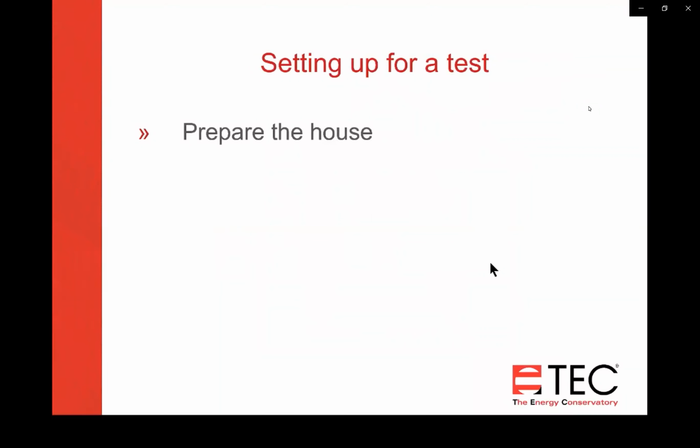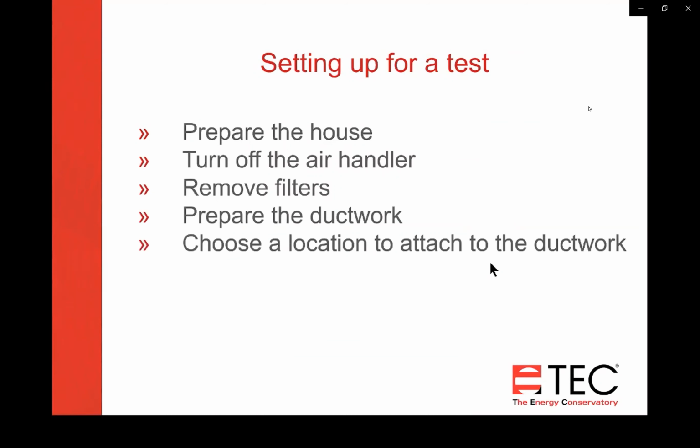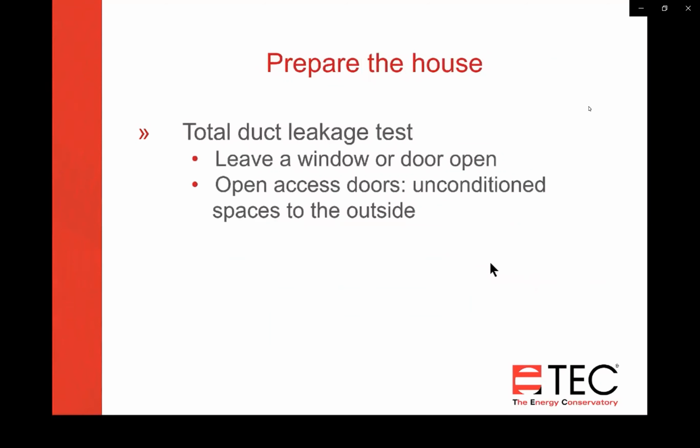So setting up for a test, the first step is to prepare the house: turn off the air handler, remove the furnace filters, prepare the ductwork for the test, choose a location to attach the ductwork, and choose a location to measure the pressure. So to prepare the house for a total duct leakage test, that's measuring the duct leakage of the whole system, we want to leave a window or door open like we talked about. We'll also want to open access doors to unconditioned spaces.